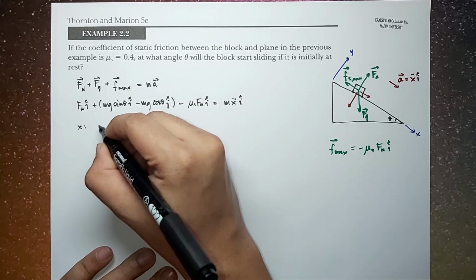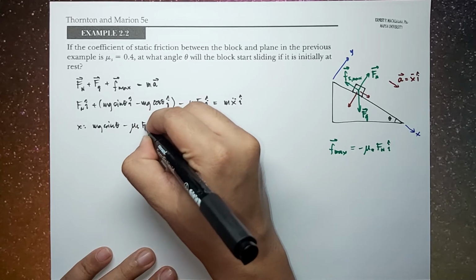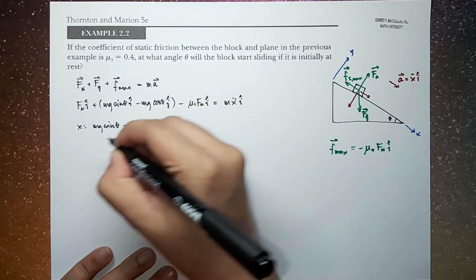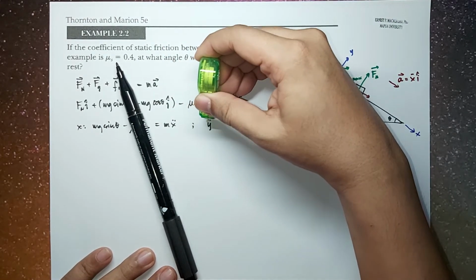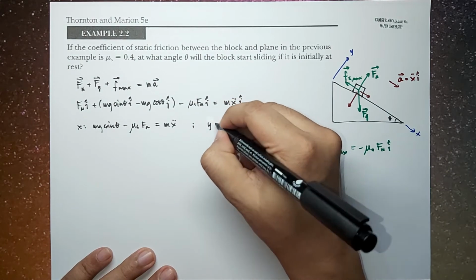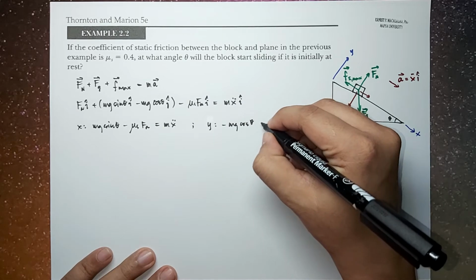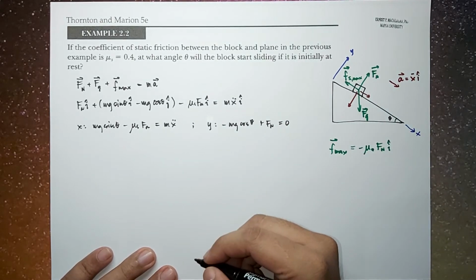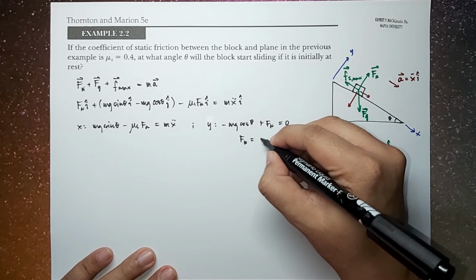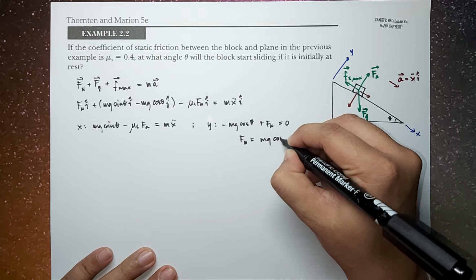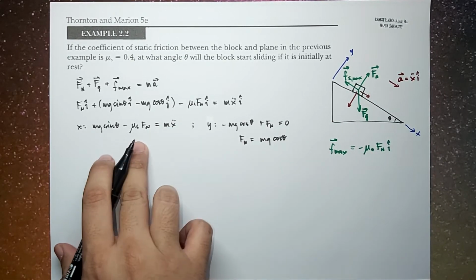So for x, we now have mg sine theta minus mu s Fn equals m x double dot, and for y, we now have negative mg cosine theta plus Fn equals 0. So from the y component, we can get the normal force, which is equal to mg cosine theta. So this is the magnitude of the normal force, Fn, which we're going to substitute here.